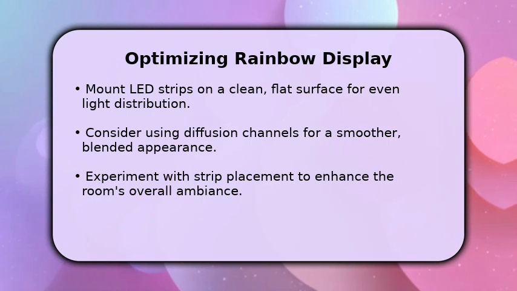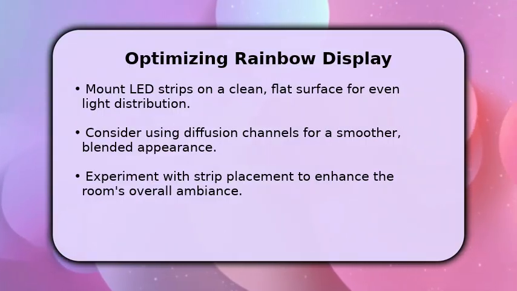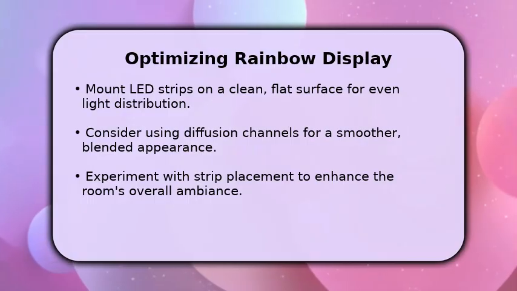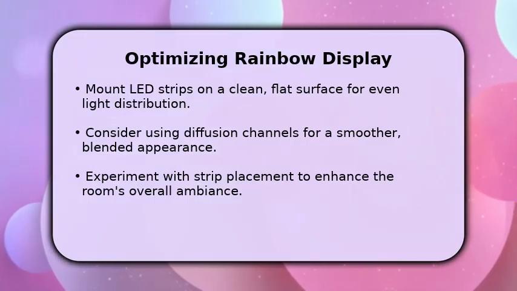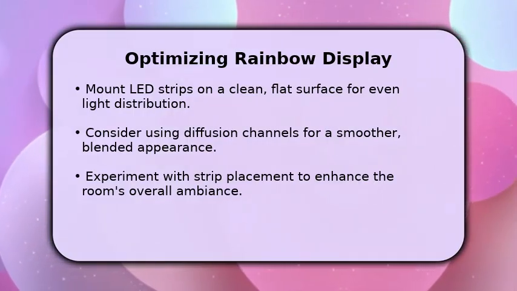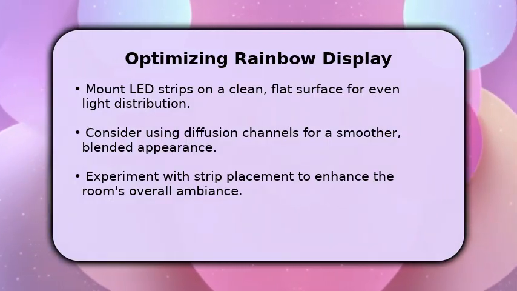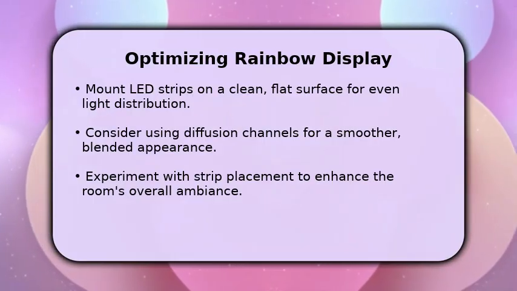Mounting your LED strips on a clean, flat surface ensures even light distribution and prevents hot spots. For a more professional and blended look, use diffusion channels. These can smooth out individual LED dots. Finally, experiment with placement, perhaps behind furniture or along coves, to create an indirect, captivating glow that transforms your space.